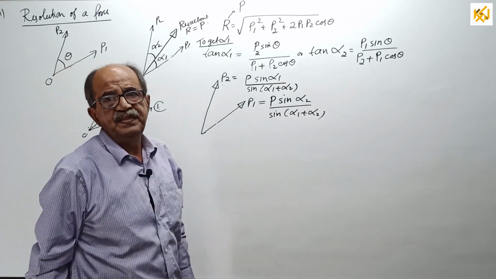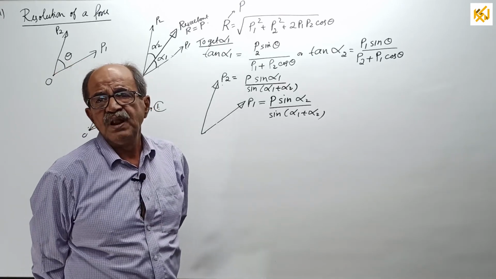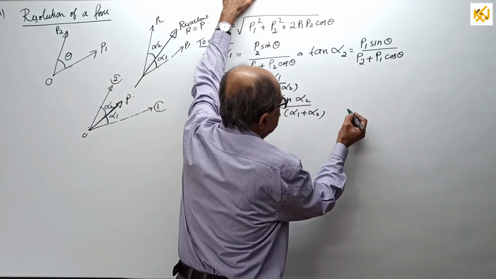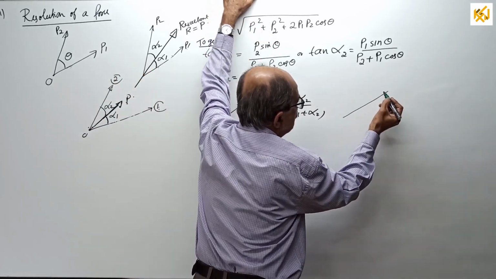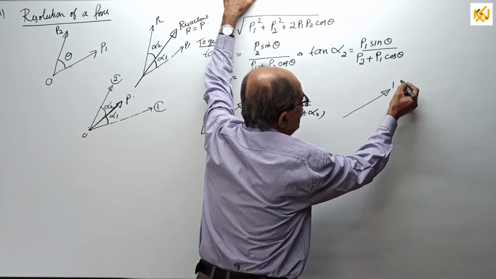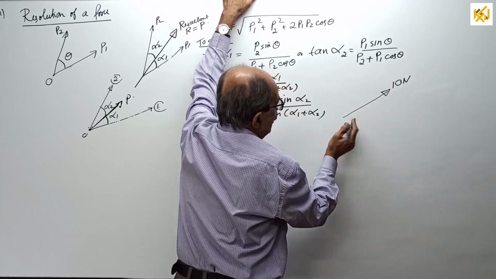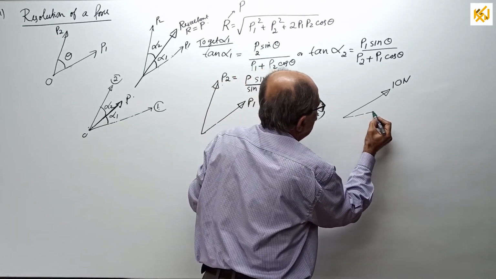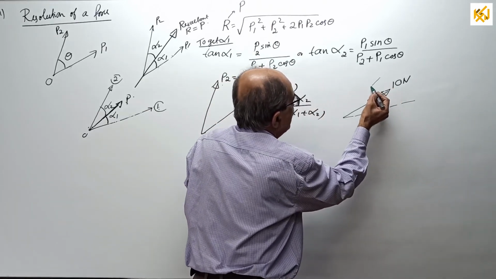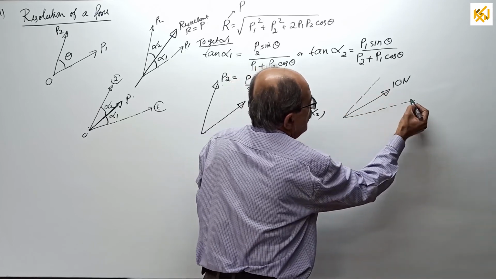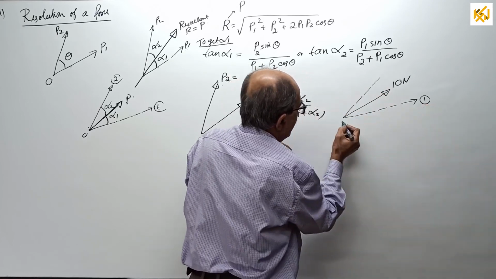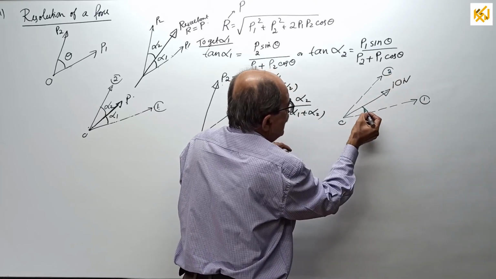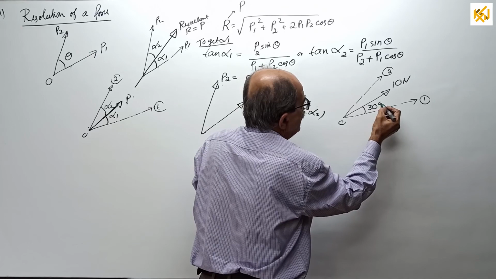Now I will do one thing. I will give a simple example and convince you about this. For example, just consider a force of 10 Newton. You consider one direction here, one direction here. I will call this direction O1 and this O2. Some angles are required, say 30 degrees and 40 degrees.